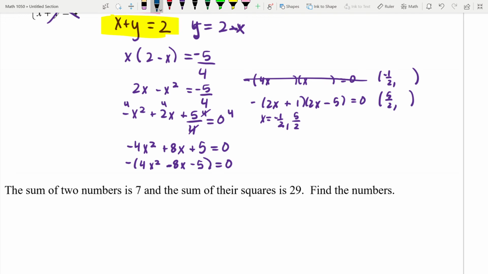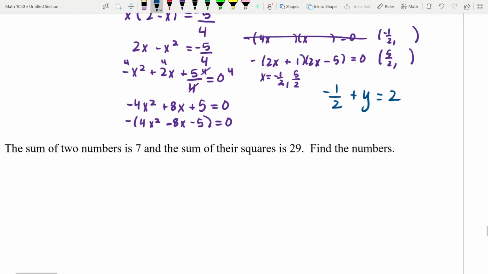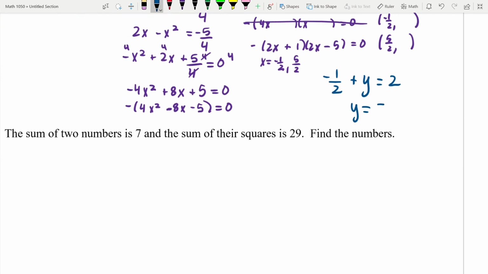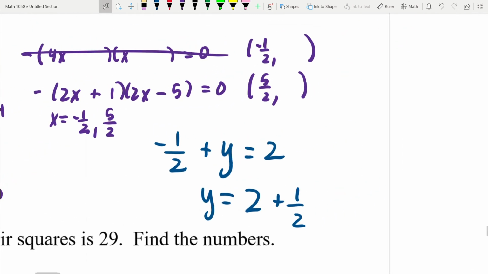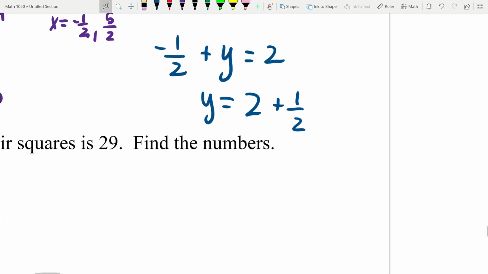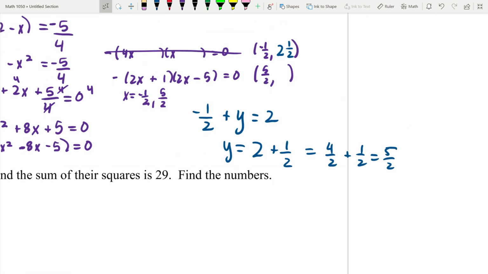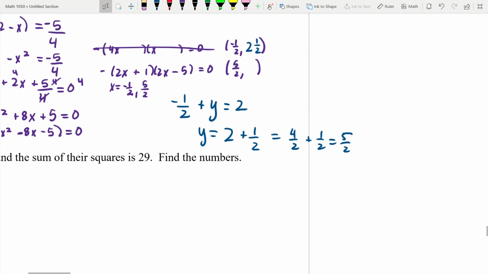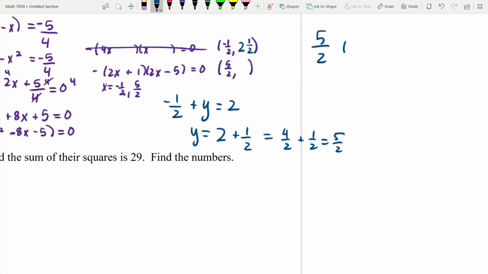So let's go negative 1/2 plus y equals 2. Bring your 1/2 over, and you get y equals 2 plus 1/2. There are 2 ways you could write that. You could write it as 2.5. You could also write it like this. 2 is the same thing as 4/2, right? So 4/2 plus 1/2 is 5/2. Okay, let's do the next one. Do that same yellow equation. So x, which is 5/2, plus y equals 2.